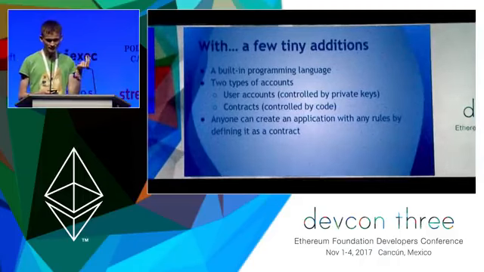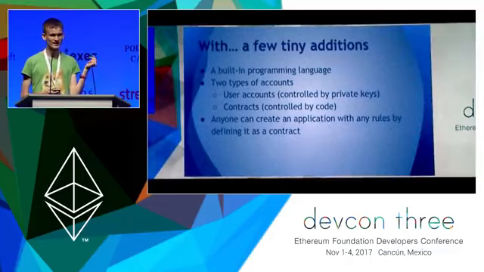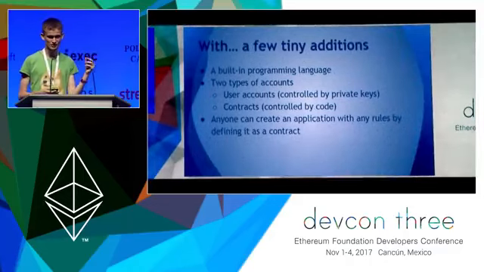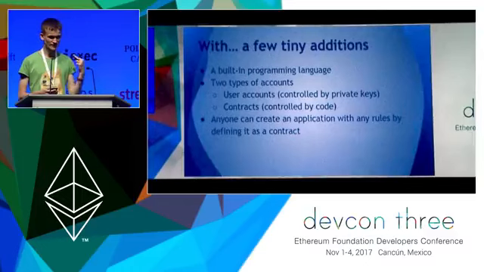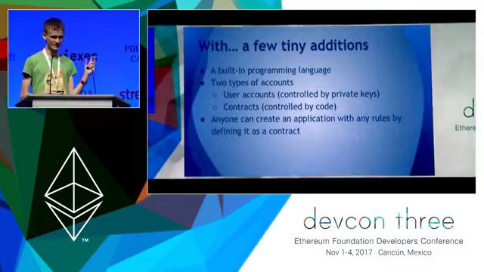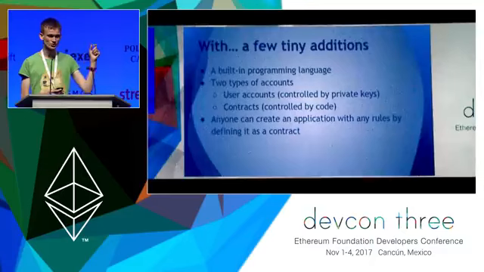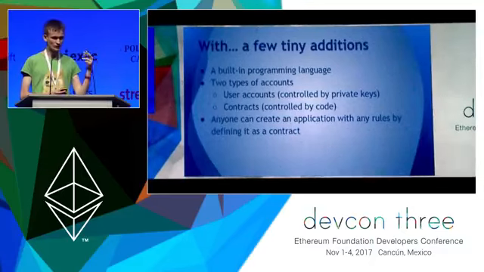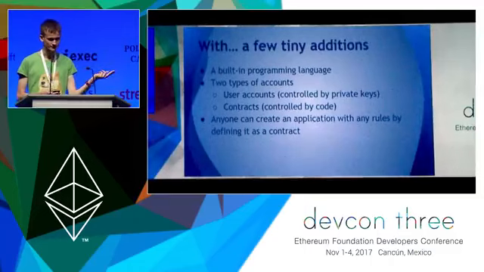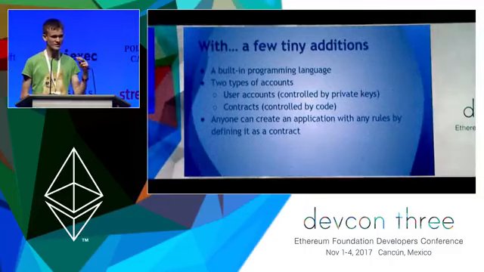Now, in a blockchain that is intended only to support money transfers, there would be one type of account. And that type of account would just be an account that's controlled by some user, and that account would hold coins. And you would be able to pass those coins from one account to another. In Ethereum, we have two types of accounts.